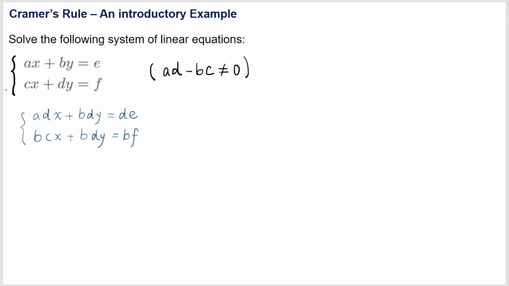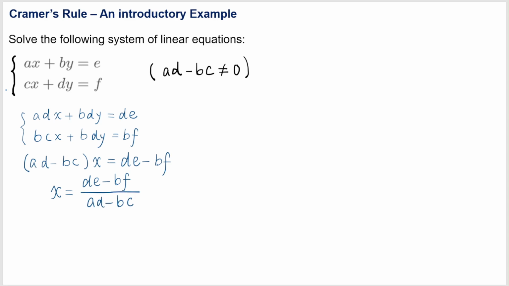Then we can just subtract the second equation from the first one, which gives us ad minus bc times x equals de minus bf on the right side. And because ad minus bc is not 0, we can divide both sides by ad minus bc. Therefore, we have x equals de minus bf over ad minus bc.